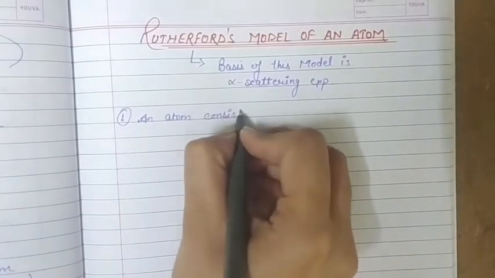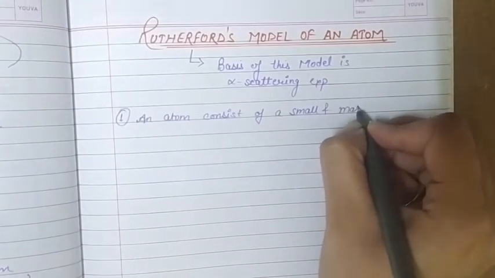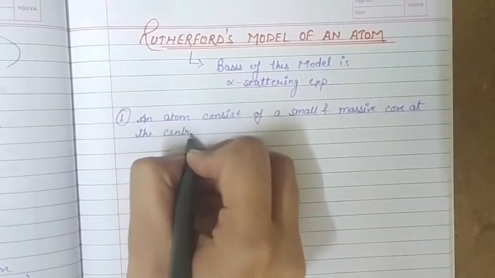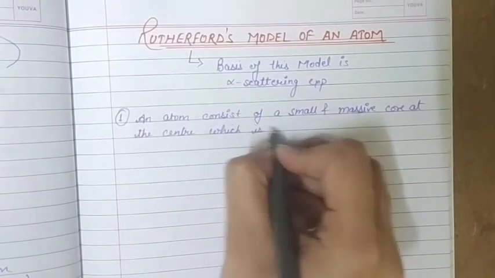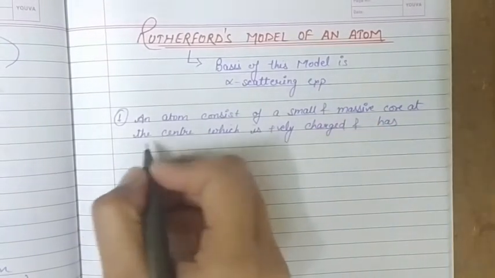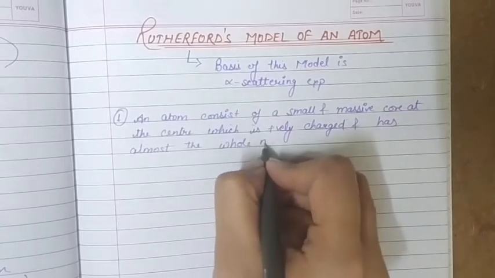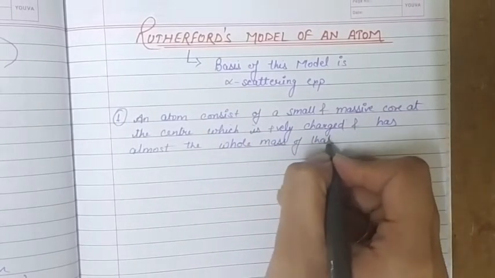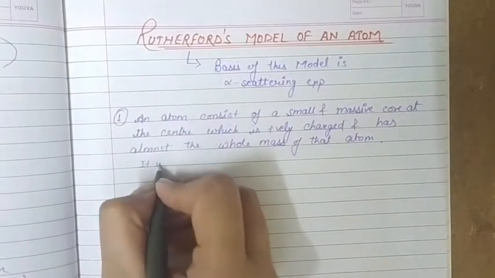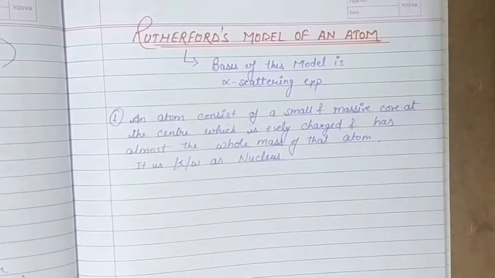consists of a small and massive core at the center, which is positively charged and has almost the whole mass of that atom, and he called it the nucleus. This is the first postulate of Rutherford's atomic model.